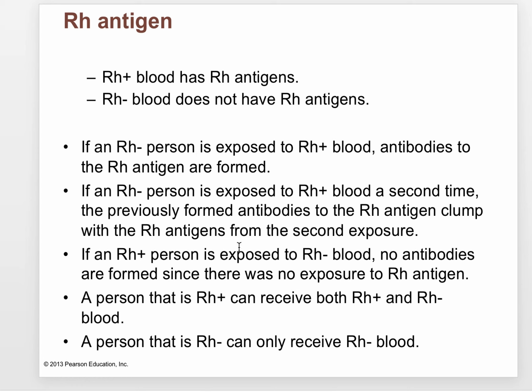The first case was an Rh negative person, but here we'll say an Rh positive person is exposed to Rh negative blood. No antibodies are formed since there's no exposure to the Rh antigen. Rh negative means there's no Rh antigen in there, so there's not going to be a reaction to the Rh antigen because there's no Rh antigen in that blood. So a person that's Rh positive can receive both Rh positive and Rh negative blood. A person that's Rh negative, however, can only receive Rh negative blood, because when they receive Rh positive blood, like in this situation on the top, antibodies to the Rh antigen are formed.